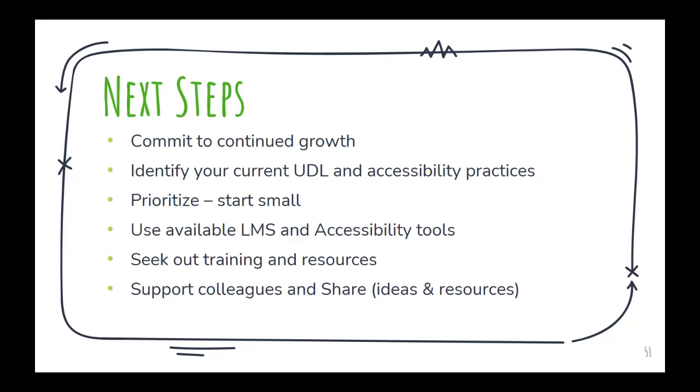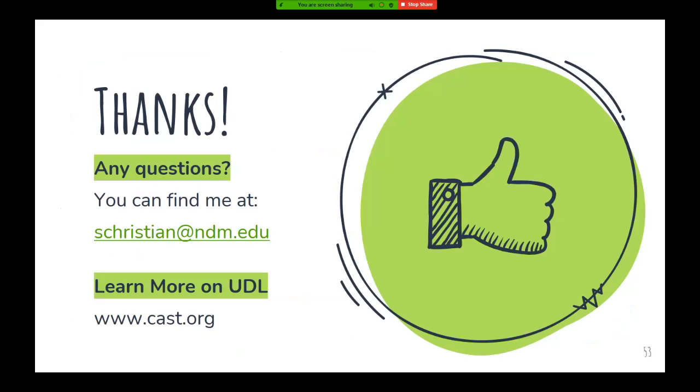The last thing in next steps is to support your colleagues. Learn what they're doing. Share your ideas and your resources. Share what works for you. This may come in the form of unsolicited advice, but it might come in the form of solicited, and people will want to know, oh, well, you're doing this. How is this working out for you? What are you using? That, I think, word of mouth, rather than reading a website and kind of going it alone, word of mouth from your peers and colleagues can be one of the most useful ways to work in universal design for learning.